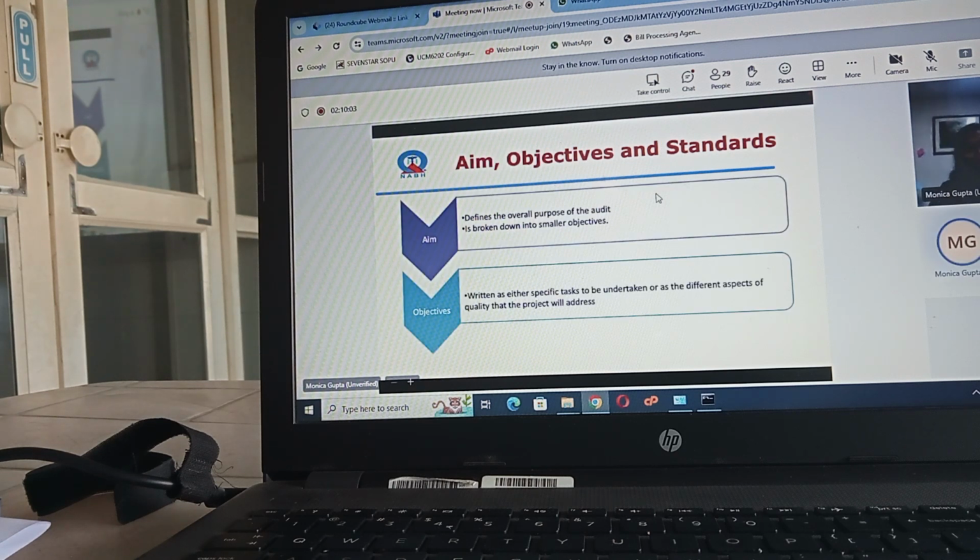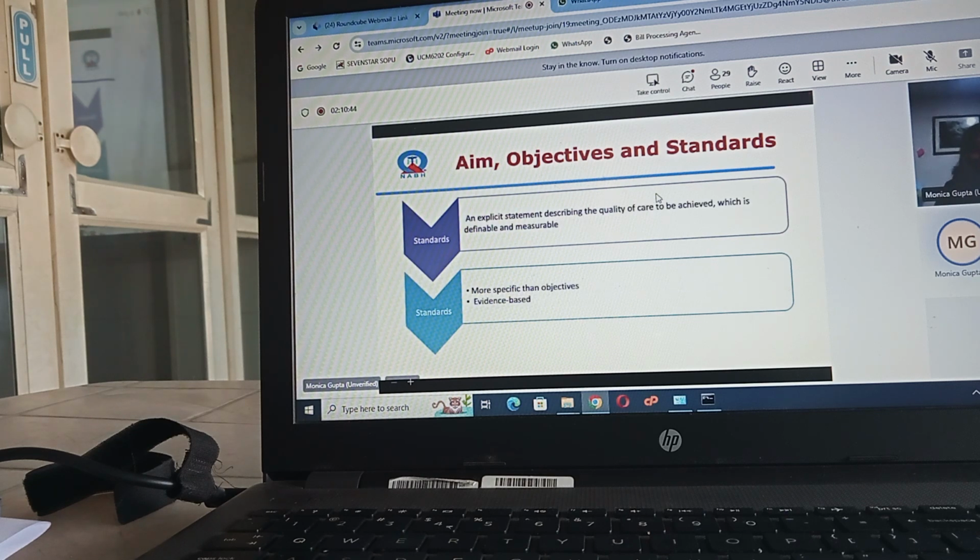So what is the difference between aim, objectives and standards? Aim will define the overall purpose of the audit. It is broken down into smaller objectives. So you have a broad aim where you have selected your audit topic and you want to either enhance, improve, reduce, whatever. Right? That is the overall purpose, and then you break it down into smaller objectives, and these are written as either specific tasks to be undertaken or as the different aspects of the quality that the project will address. Right? So objectives are smaller portions of the aim, right?